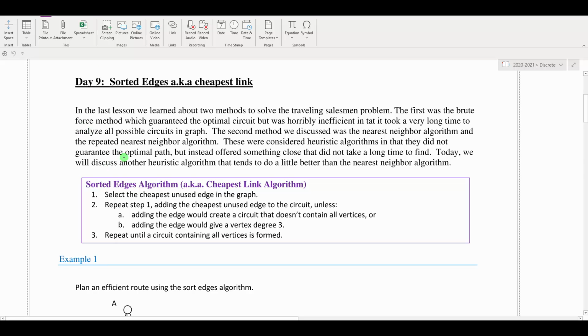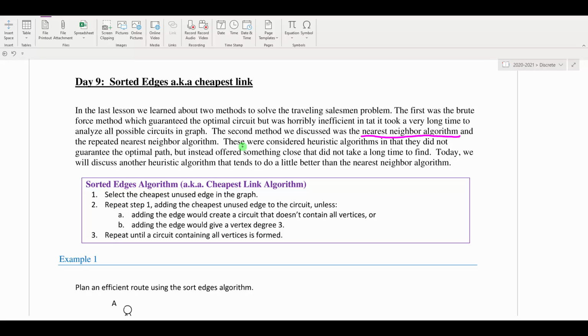All right. The second method that we learned was the nearest neighbor algorithm. This one was really quick. It's what we would call efficient, but it was not optimal because it did not find the shortest route every single time, but it was quick and easy to use. So it was a lot easier to use than brute force, but brute force guaranteed you the shortest path, nearest neighbor didn't.